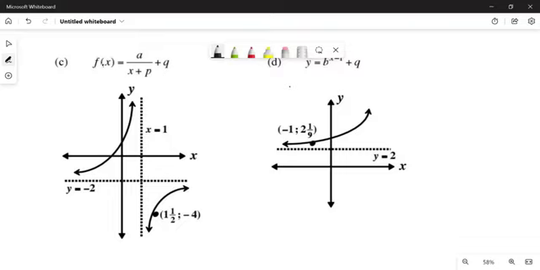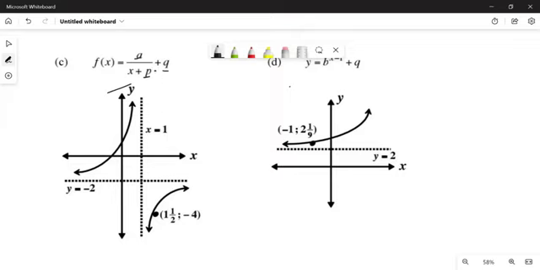And then they say we are given f of x equals a over x plus p, plus q. If they say determine the equation, it means tell us what is going to be a, what is going to be p, what is going to be q. So this one here is a hyperbolic function given in the standard form that we're used to. Now, this is not the only form in which they can give you a hyperbolic function.